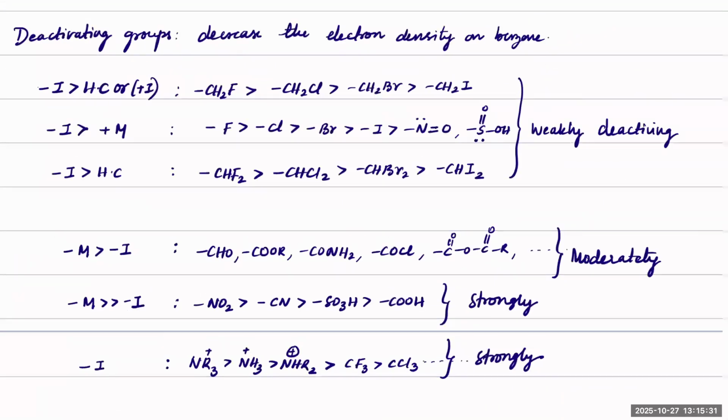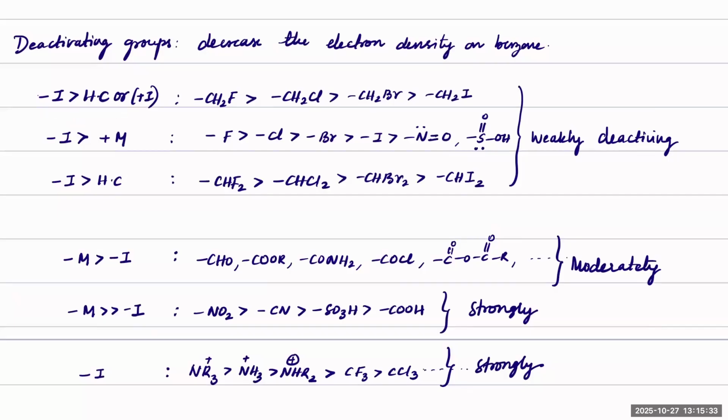Deactivating groups are these where you have minus I greater than that of hyperconjugation. So F, Cl, Br, I, these are all going to give you minus I effect. Next, minus I compared to that of plus M. You see, fluorine, chlorine, bromine, iodine, NO and SO2H. These are very important cases because they are withdrawing, but at the same time they are donating by plus M. But this is one of those cases where minus I is dominant over plus M. Otherwise, we normally check that plus M is very strong, but here minus I is greater than plus M.